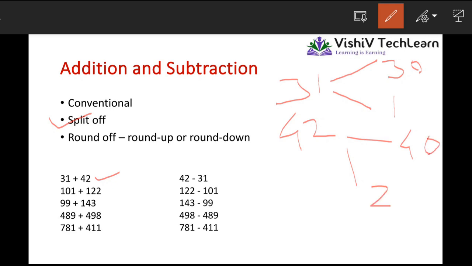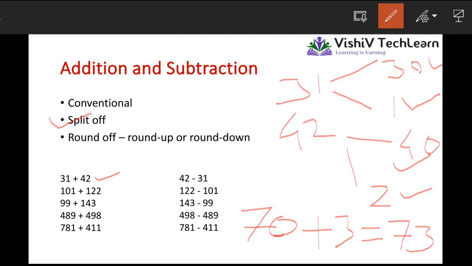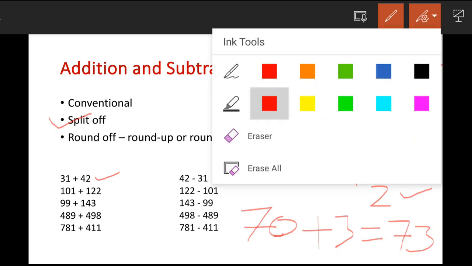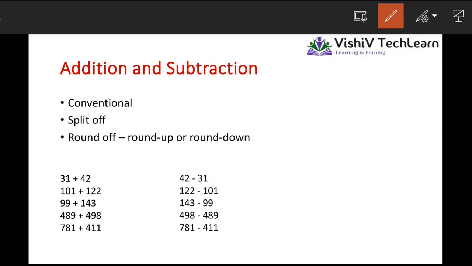Now we have to split these 31 and 42 into two parts in our mind and not on paper. Okay, so when we split off these two numbers in our mind, we get 30 and 40. So adding 30 plus 40 gives the answer as 70. That is one part of our answer, plus this 1 and this 2. 1 plus 2 is 3, so 70 plus 3, and the final answer will be 73. So this is how we can use split off. Very simple, right?